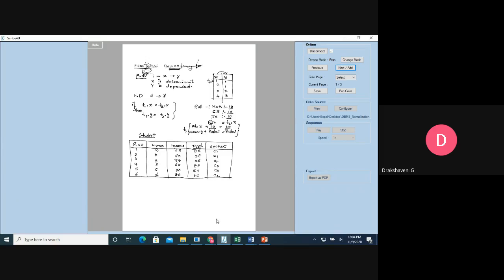So suppose I say roll number is functionally dependent on name. Can you say whether it is? If I take T1.roll number, suppose let me take roll number 1. Is there any more roll number 1? No. Okay, then I can say this is fine. Roll number 1, if I say 1, definitely A will answer.